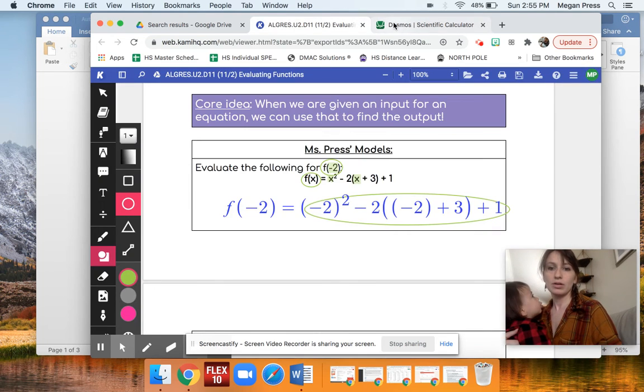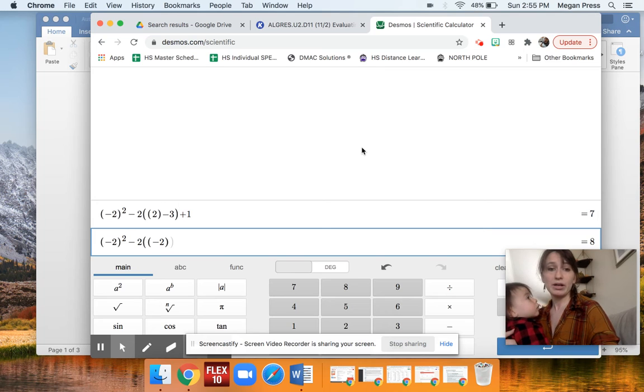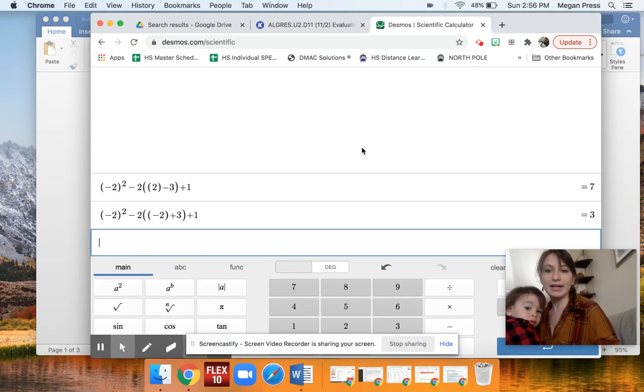Where's my square? Oops, that gave me an extra parenthesis. Pay careful attention to that. Plus 3 plus 1. And the final answer that I get is 3.